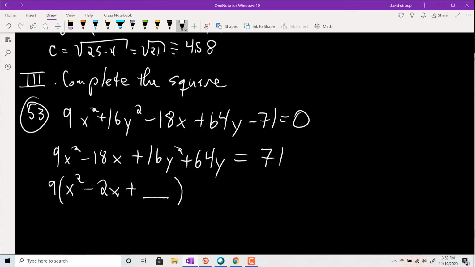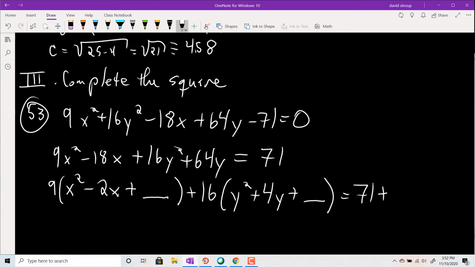Okay, and then plus, I have to factor out a 16, so I'll have y squared plus 4y, and then I'm completing the square, so I'll go plus blank. On the other side, I'll have 71 plus blank, kind of plus blank. I say kind of because it's not like whatever I put in the blank is going to go over here. So there's still one other bit of thing we have to do.